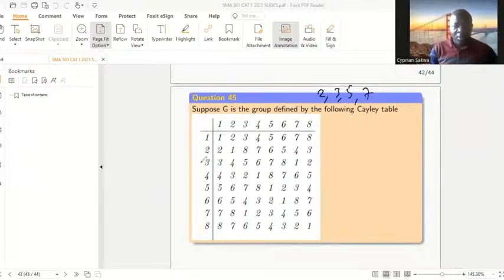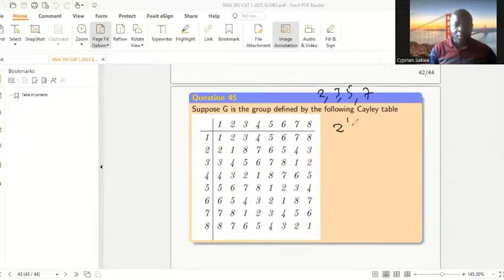Now let's begin with the order of 2. It is the element which, when raised to some power, gives you the identity. First of all, what is the identity element? The identity element here is 1, because 1 times 1 is 1, 1 times 4 is 4, 1 times 5 is 5, and so on. So 1 is the identity.